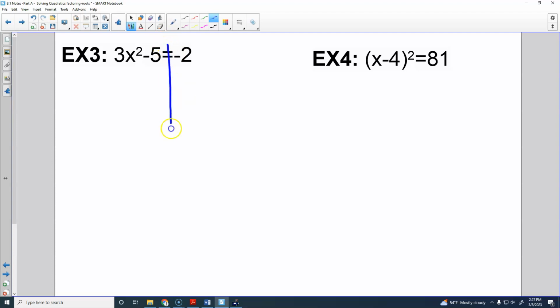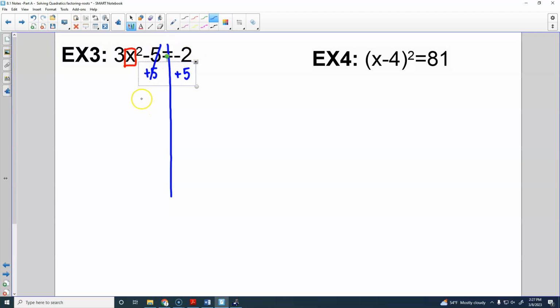Alright, so for number 3. We got 3x squared minus 5 equals negative 2. So we're going to solve this just like we would solve a regular equation. But to get rid of a square, we're going to have to square root. It's just like we're adding one more tool to our toolbox for equation solving. Okay? So if I want to solve that for this x right here, I want to try to get that x by itself. What should I do first? Add 5 to both sides.